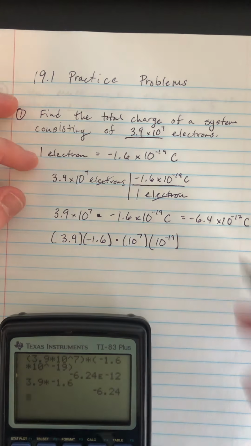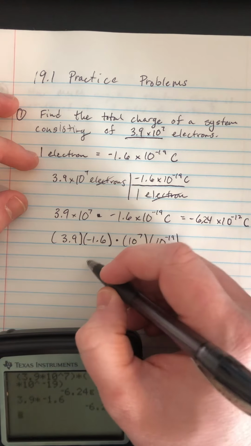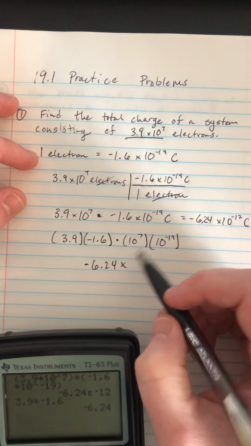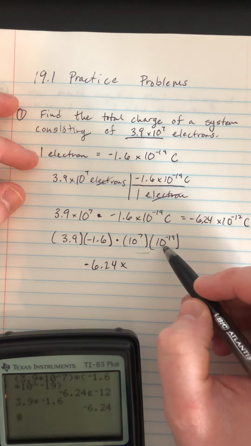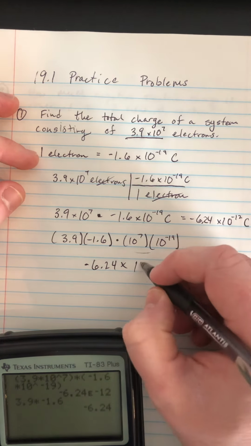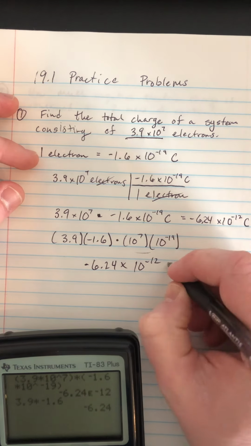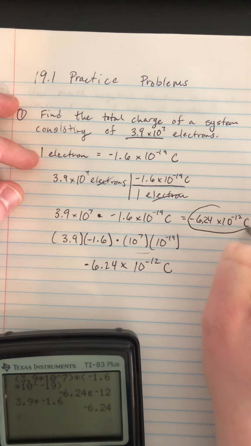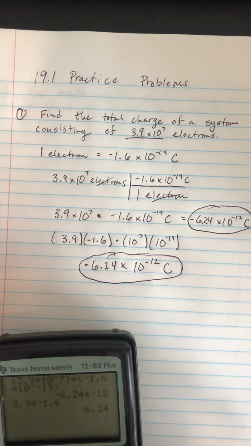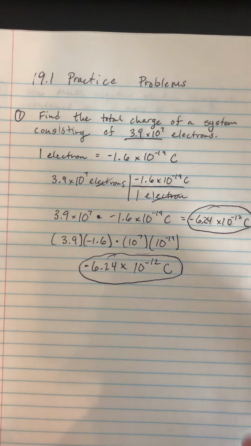Did I write that wrong? Idiot. Negative 6.24, times, and when we multiply numbers that have the same base, what do we do with the exponents? We add them together. So 7 plus negative 19 is negative 12. So we could get it that way as well: negative 6.24 times 10 to the negative 12 coulombs worth of charge. All right, so there's number one.